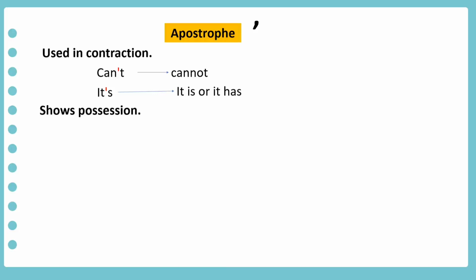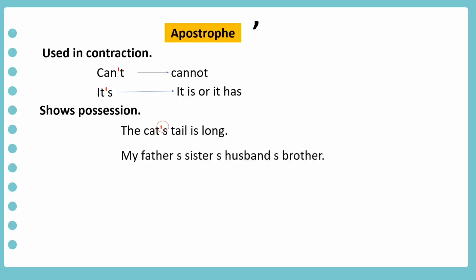It is also used to show possession, which means that something belongs to someone or something. For example, the cat's tail is long, shows that the tail belongs to the cat. We can even connect more than one noun in this way. For example, my father's sister's husband's brother. Here it shows that the brother belongs to the husband of the sister of the speaker's father.